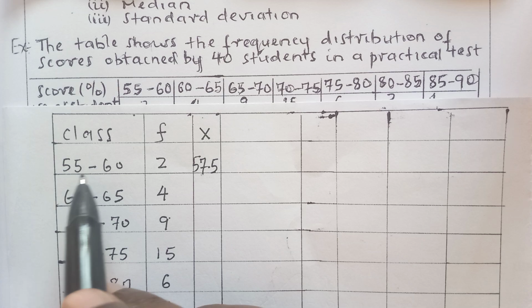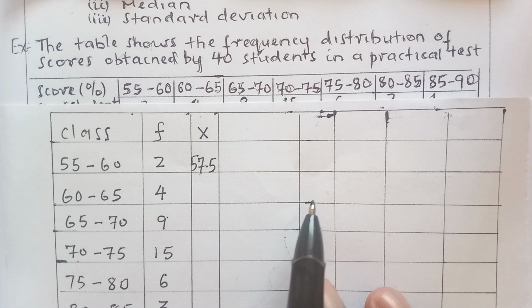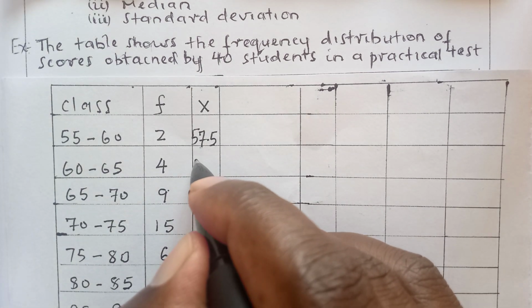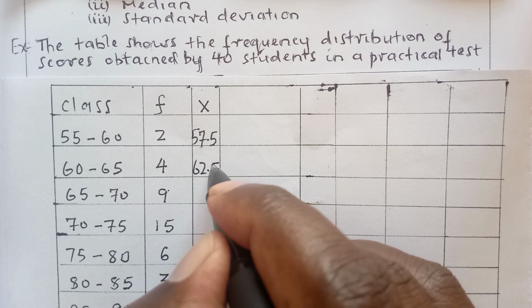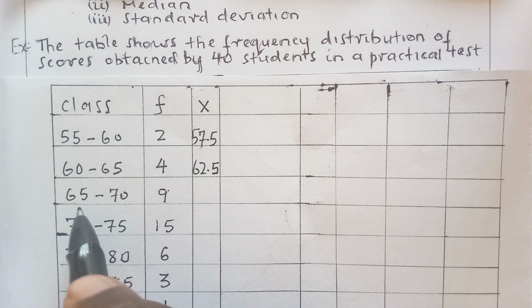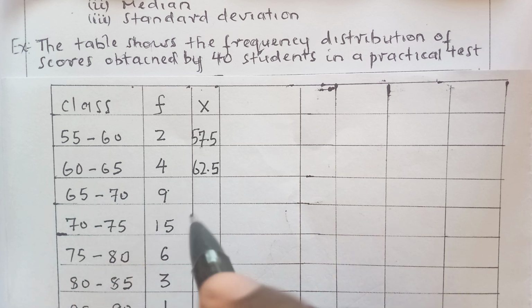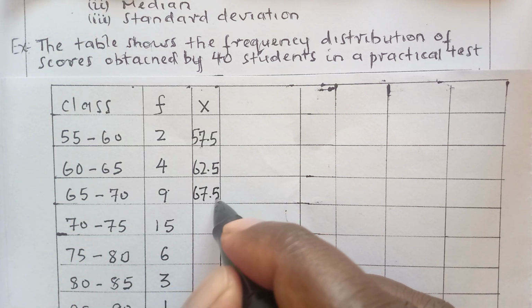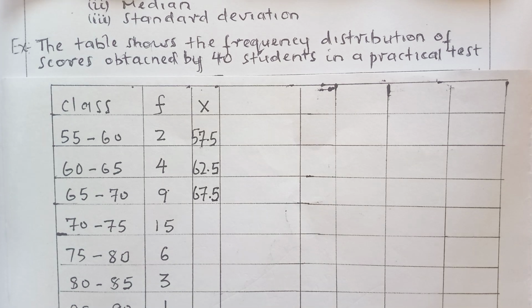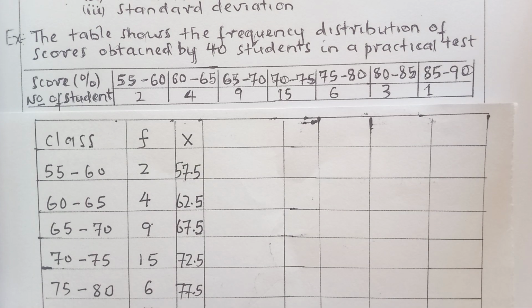That is the middle number there. For this one it is 62.5, like that. And this one is supposed to be 67.5, like that. And I can fill all of them. And then, so guys, I have already filled all of them.